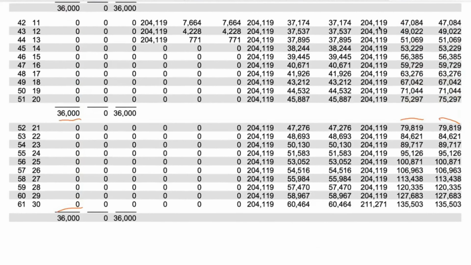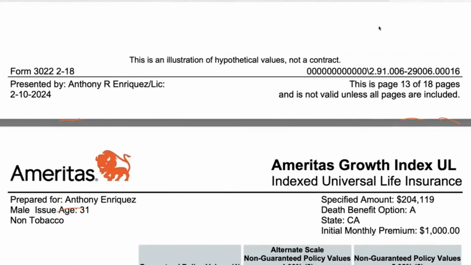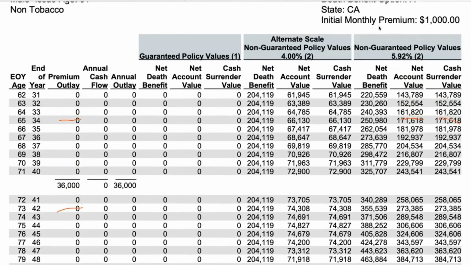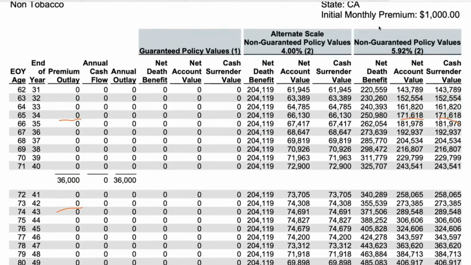Let's see exactly how long only funding this policy to the max for 3 years will last. So as we scroll down, I'm just going to stop at age 65. You can see up until this point, even though we haven't funded this policy for years, the policy is still growing, just because there is an account value that has been captured in the first 3 years that is going to generate interest every year based on stock market growth.